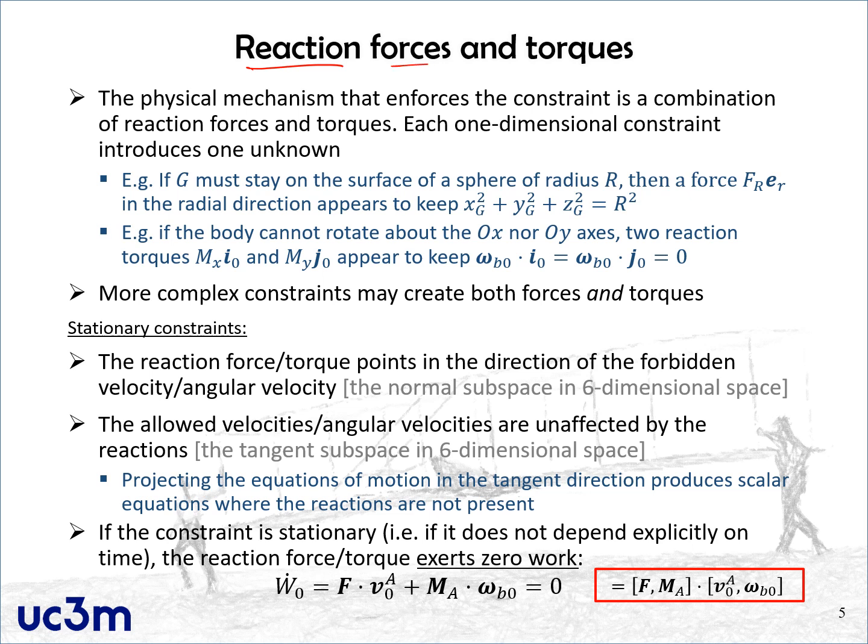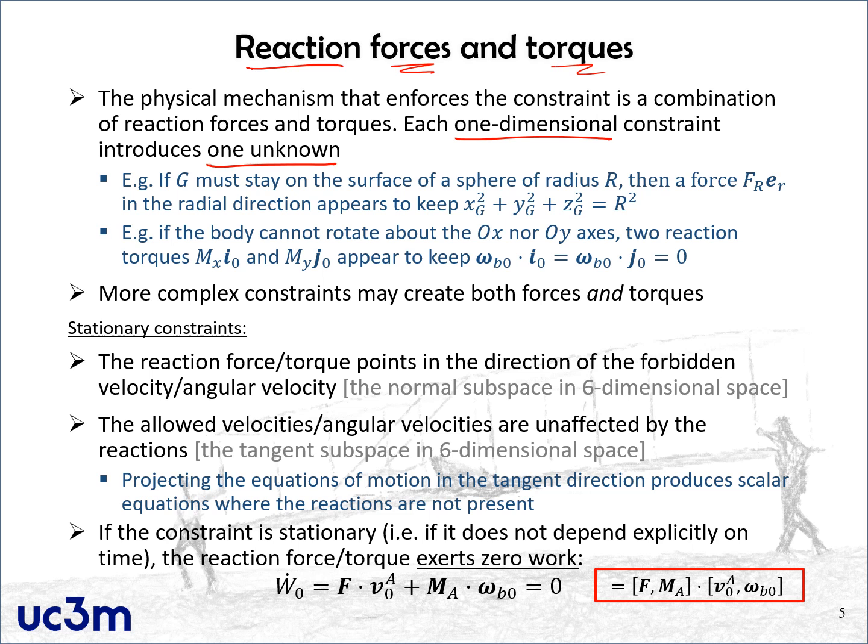And as I said before, we have to consider, in the case of rigid bodies, reaction forces and reaction torques. These are the mechanisms that make sure that the constraint is satisfied at all times. And they will be as large as necessary to make sure that the body remains in the constraint. If we have a one-dimensional constraint, this will introduce just one unknown. And this is important. Remember that a one-dimensional constraint cannot introduce two unknowns or anything like that. It will only introduce one unknown.